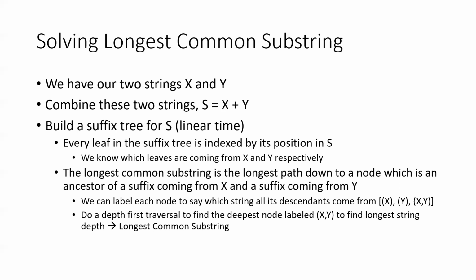So in order to find the longest common substring: the longest common substring is nothing more than the longest path to a node that is an ancestor of a suffix coming from both X and Y. The goal is to find that node. So how do we do that? We label each node to say which string its descendants came from. There are three ways a node can be labeled: X, Y, or X comma Y, signifying that this node has descendants that come from both string X and string Y. All we have to do is a depth first traversal and find the deepest node labeled XY, which gives us the longest string depth, which in essence is the longest common substring.